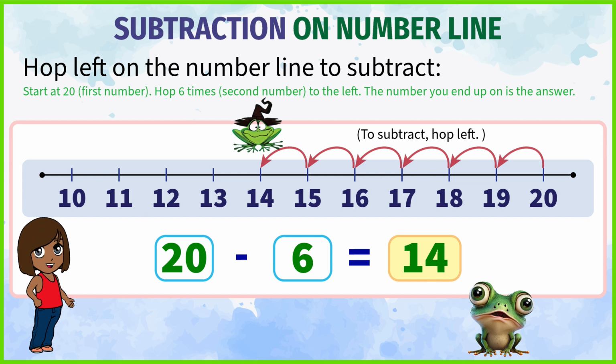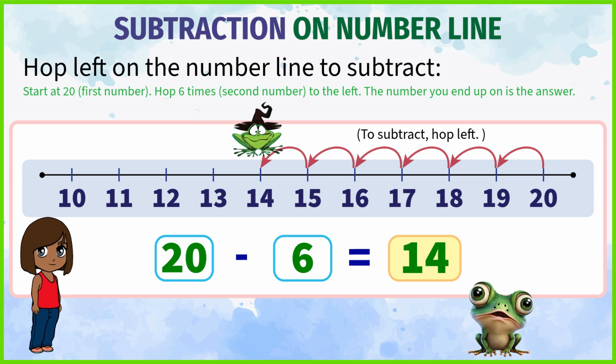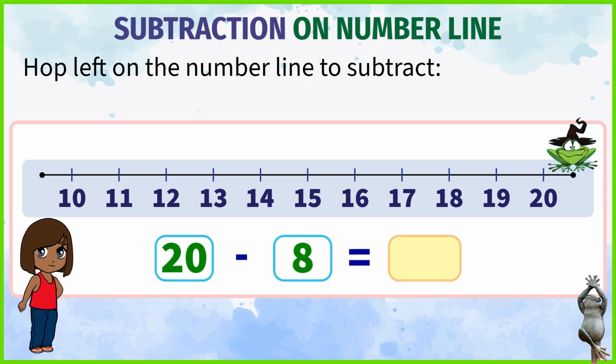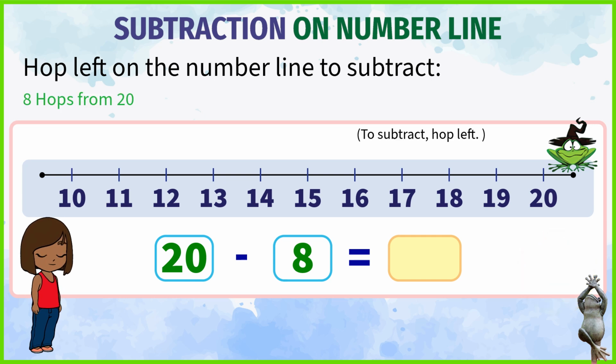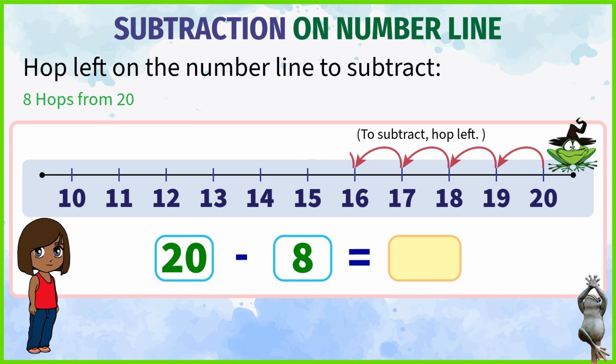Let us take another question. 20 minus 8. Pause to visually find the answer on the number line. Again, to find the answer of 20 minus 8, hop left 8 times starting at 20. We get 12.